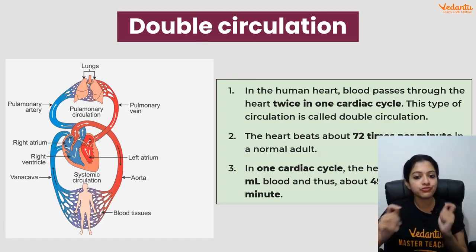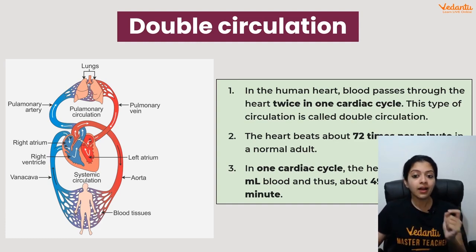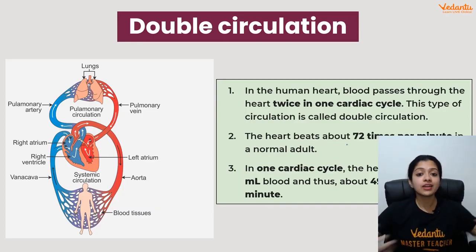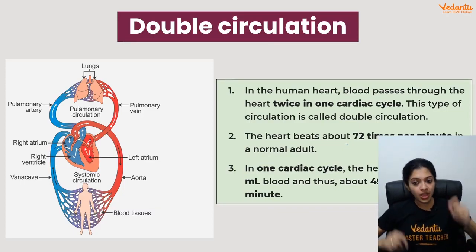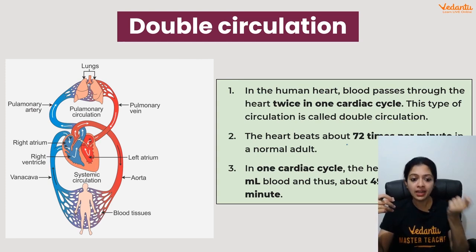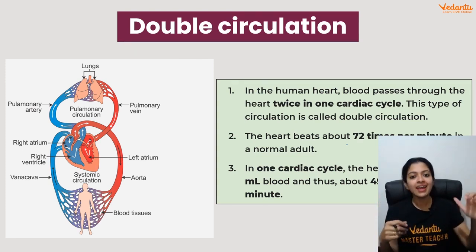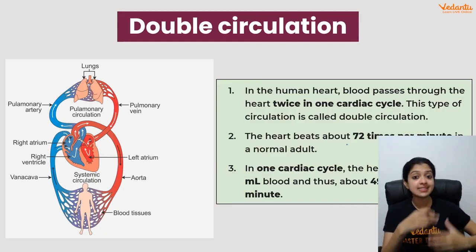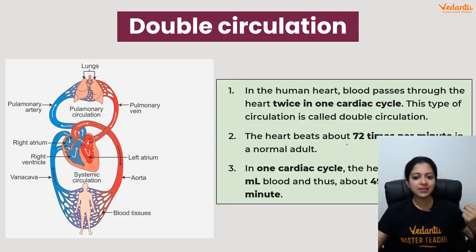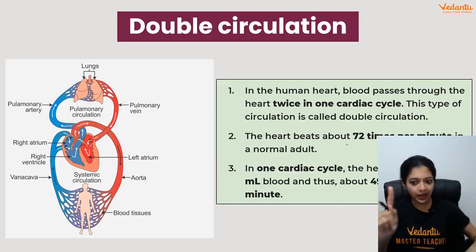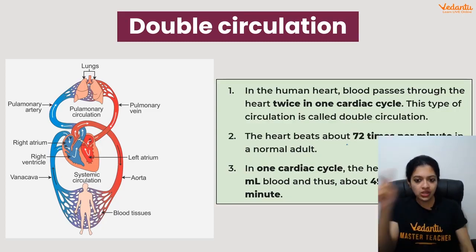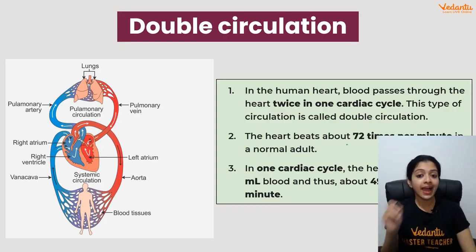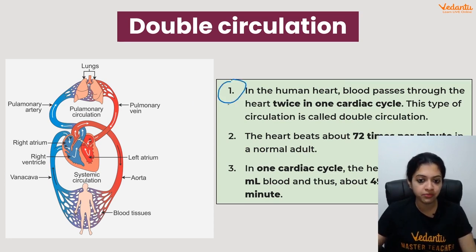Children, a few major facts that you need to know about circulation. First of all, the blood flows twice through the heart. And as a result, we call it double circulation in human beings. The same blood passes twice through the heart, once in the form of deoxygenated blood. The second time when it comes back to the heart, it is oxygenated. As a result, we call it double circulation. In one cardiac cycle, blood flows twice through the heart. And what is the normal heartbeat? This is what I've told you now.